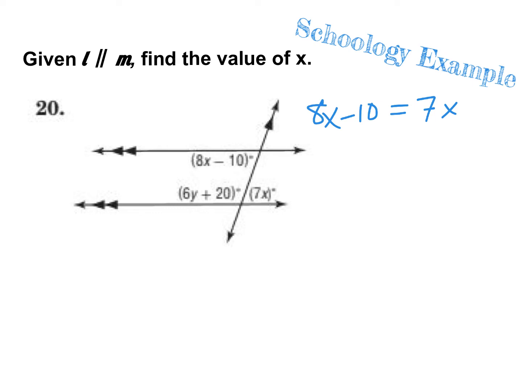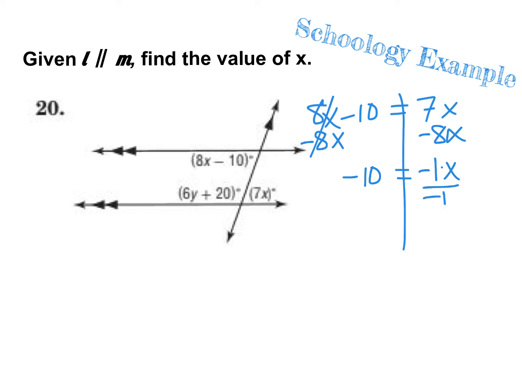So I'm going to move the x's to the same side. I'm going to move this 8x to the other side so that the x's are together. Since it's a positive 8x, to move it over, I do the opposite, negative 8x. We cancel on the left, and you're left with negative 10 equals 7 minus 8, negative 1x. To get rid of the negative 1, since we're multiplying negative 1 times x, the inverse is to divide by negative 1. So the opposite of multiplying is dividing. I'm left with x equals positive 10. So I found the value of x. Yes, we got one done.